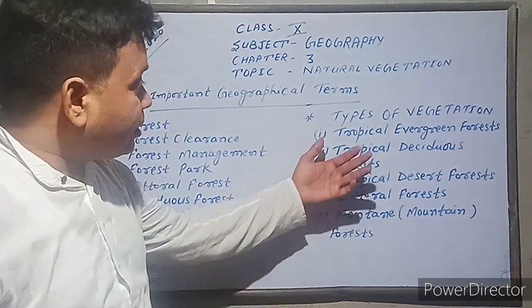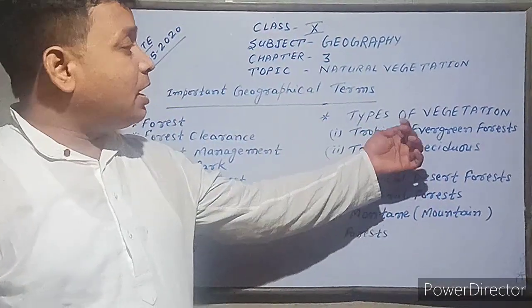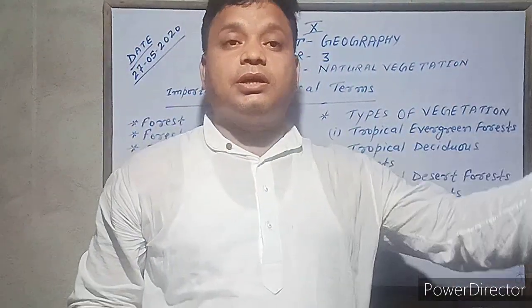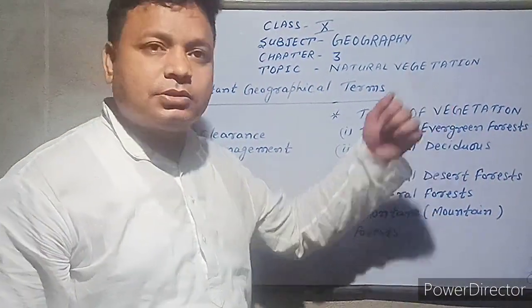First, I am going to elaborate on the tropical evergreen forest. These forests grow in those areas where annual rainfall is more than 200 centimeters.